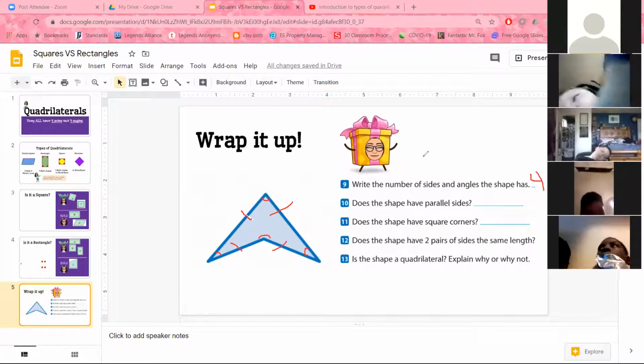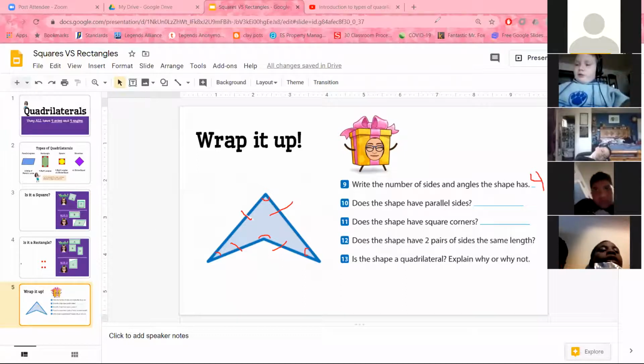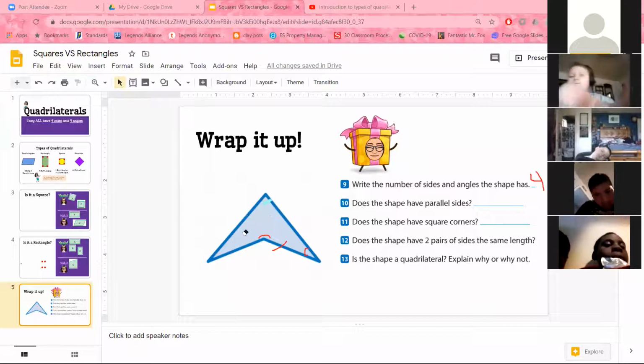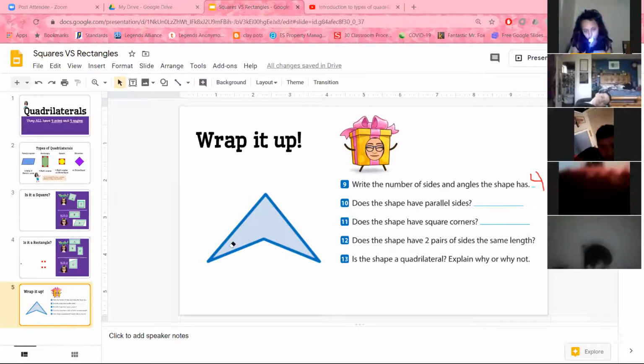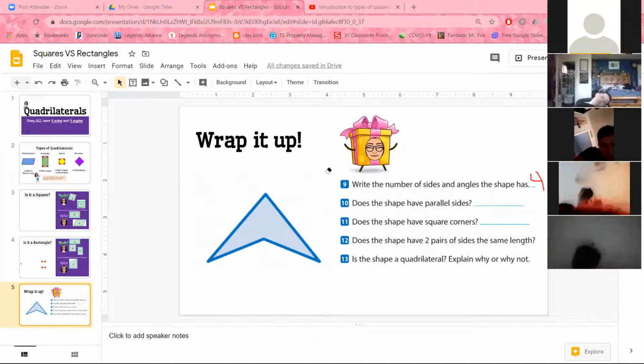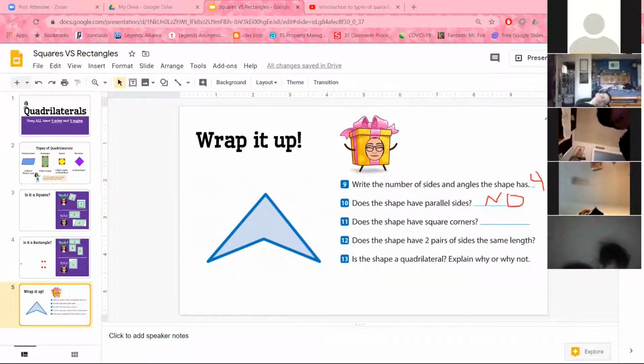Evan, does this shape have parallel sides? The shape does not have parallel sides. Good job. So remember, parallel means they're going in the same direction, and none of these sides are going the same direction. So good job.